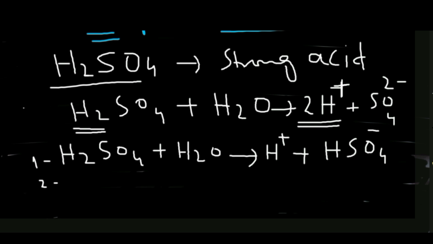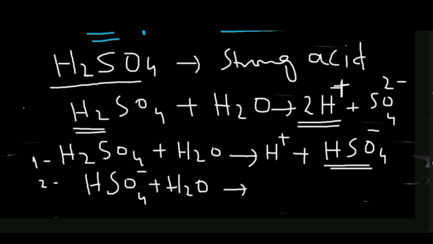In the second step, this hydrogen sulfate, HSO4, is further dissociated in water. It again produces H3O in the form of hydronium ion, the combination of proton and water producing hydronium ions. And it will produce sulfate ions. It will have a -2 charge because two protons have been released from the sulfate ions. Therefore it has a -2 charge.